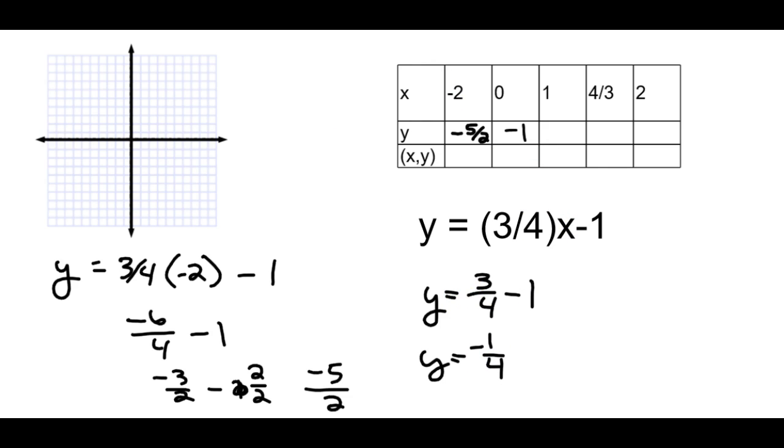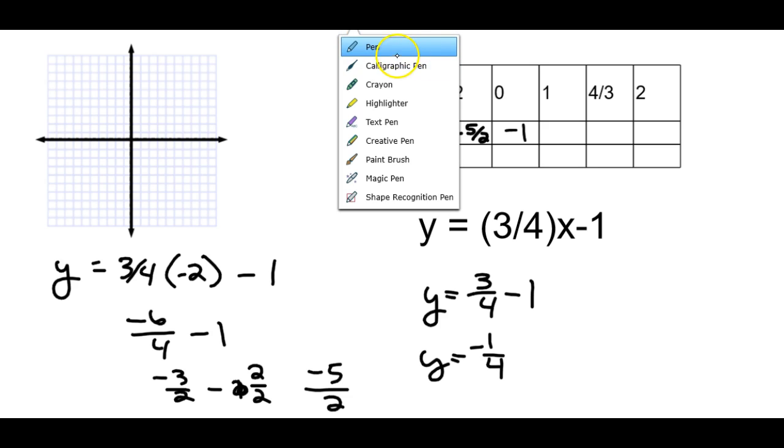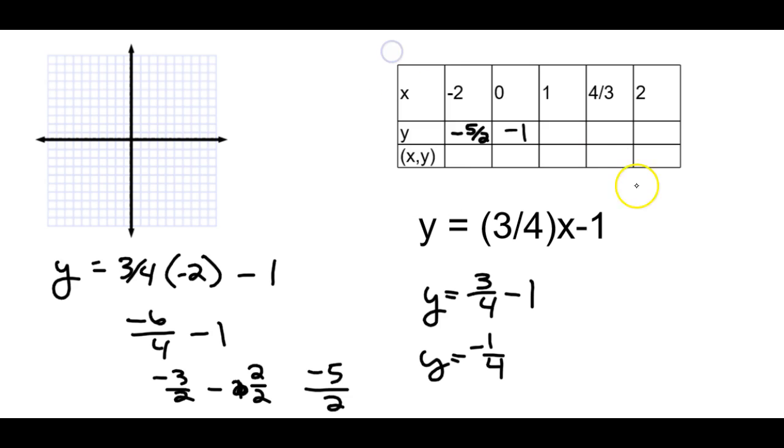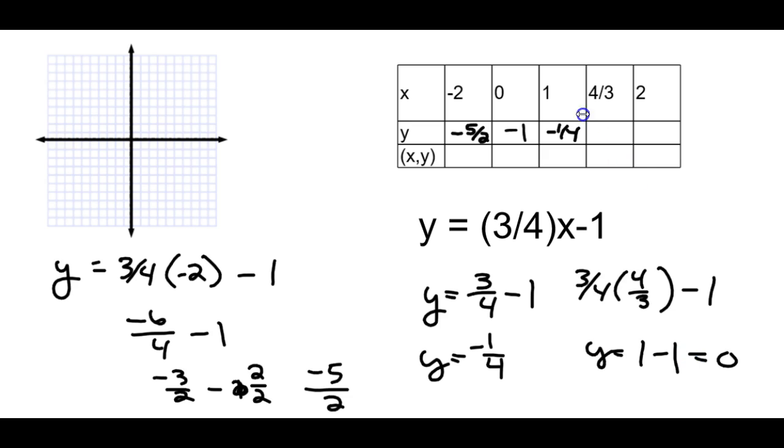So negative 1/4 equals y, and then the next one is going to be 3/4 times 4/3. Let's put negative 1/4 in here. 3/4 times 4/3, and then minus 1. Well, 3 times 4 is 12, 4 times 3 is 12, so you end up with 1 minus 1, which equals 0. So 0 goes in right here.